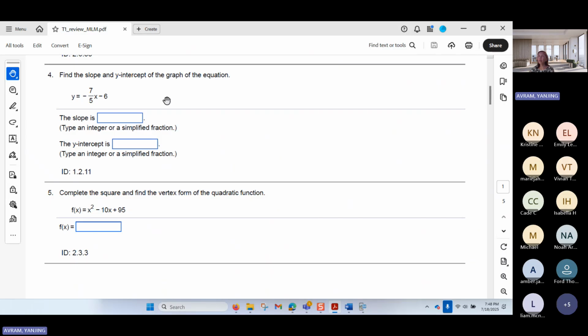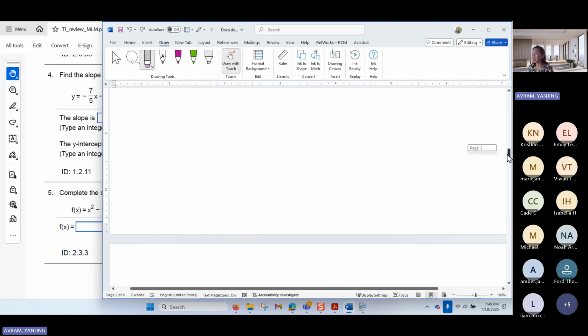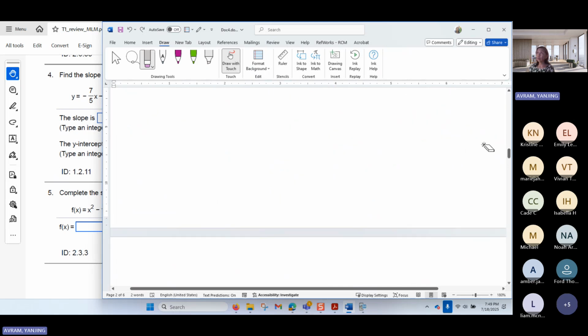All right, find the slope and the y-intercept in here. So if you look at this one right here, this is on chapter 1, right? This slope and y-intercept is already in the slope-intercept format. So what's the slope-intercept format? We just reviewed it earlier. If I have y equals mx plus b, my m is the slope and my b is the y-intercept, right?